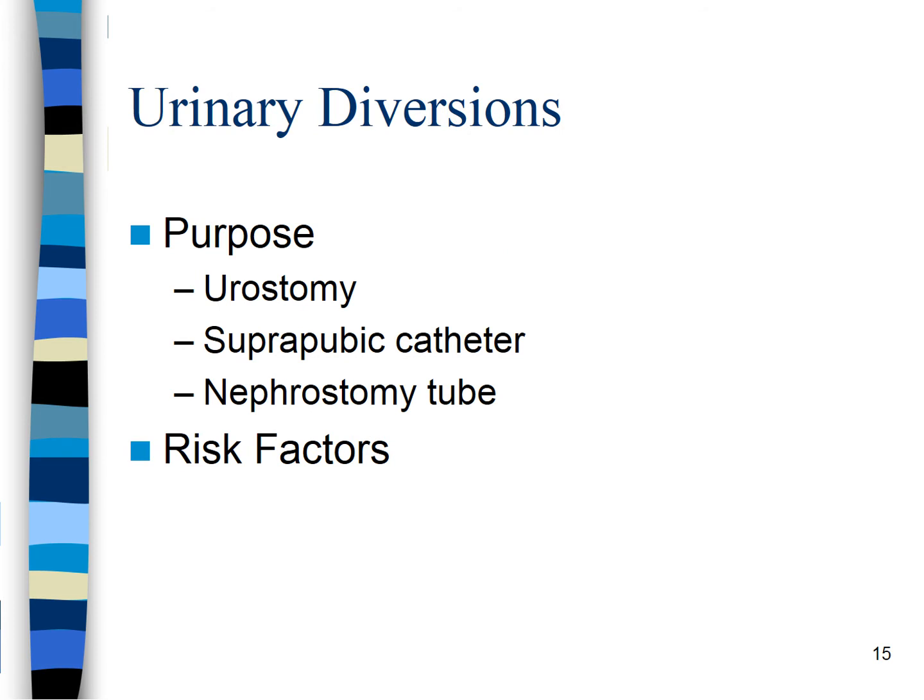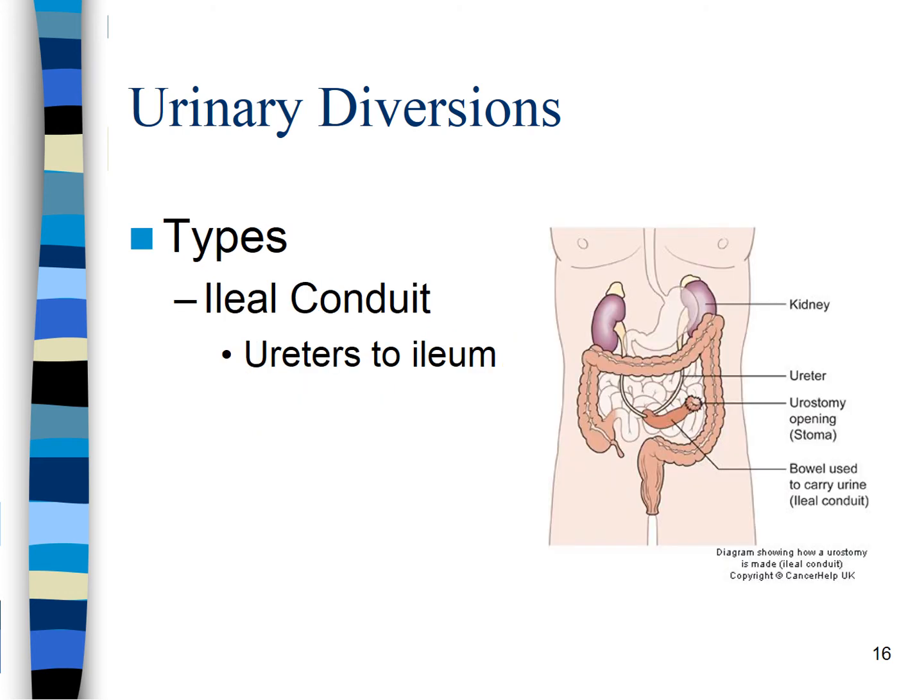Okay, so now we're moving on to urinary diversions. And the purpose of this is to reroute urine flow due to a diseased or defective GU structure. So you may see someone with a urostomy, a suprapubic catheter, or a nephrostomy tube. Risk factors will include chronic infections and bladder trauma. Okay, some different types of urinary diversions includes an ileal conduit, which is the most common.